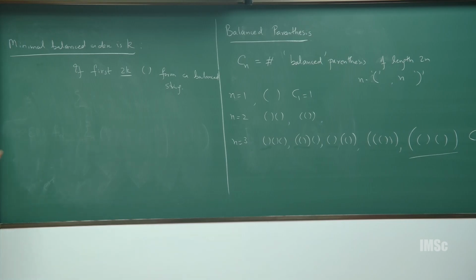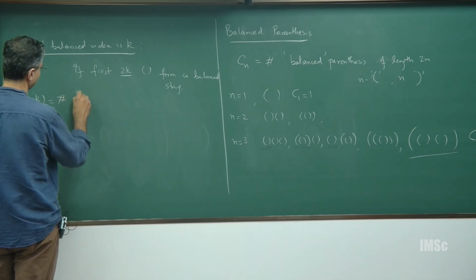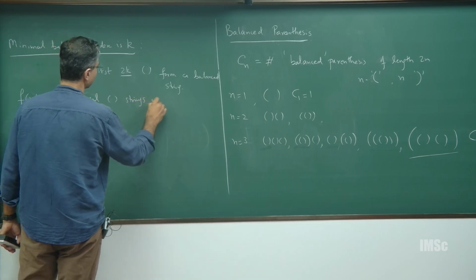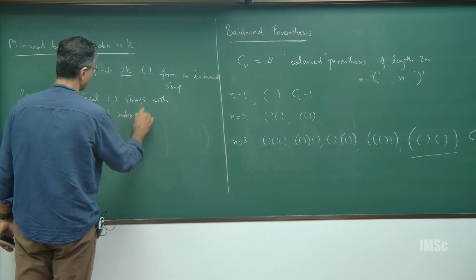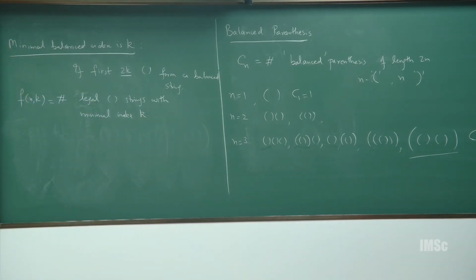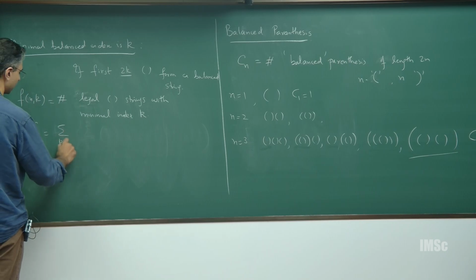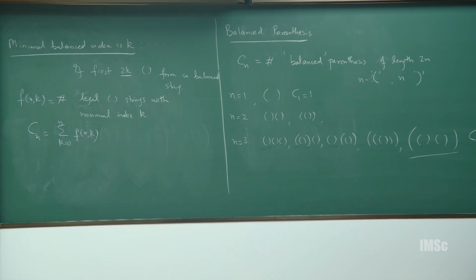So what we will try to do is count F(n,k), which is the number of balanced, let's say legal, strings with minimal index k. Okay. Right, and since this is unique, the minimal index is unique, C_n is just the sum of all these numbers. Yeah, so F(n,0) is 0. Whatever doesn't make sense is 0. Right, is this fine?